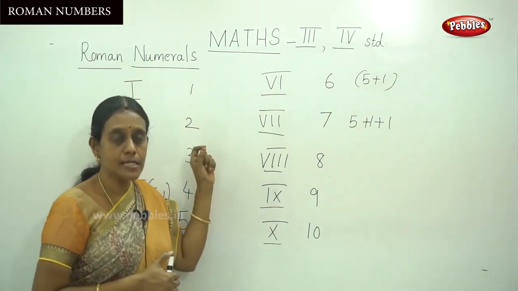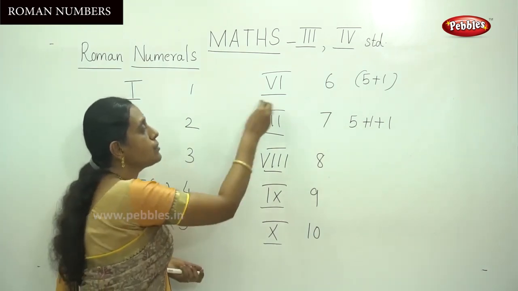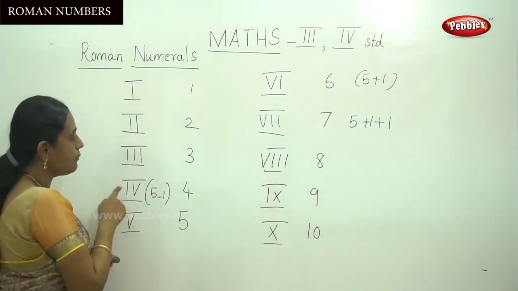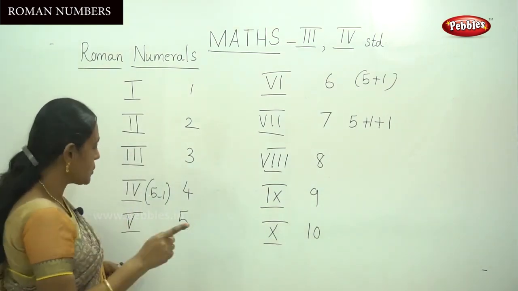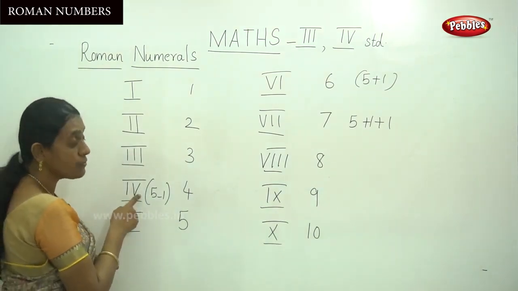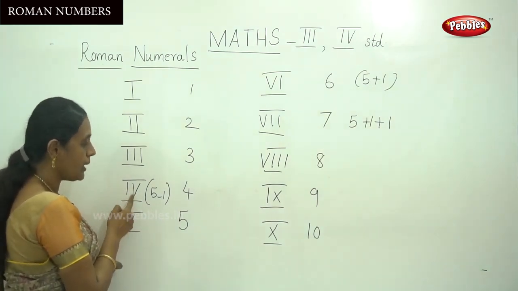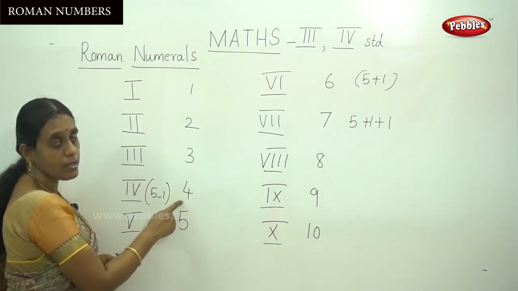Do you understand? So you can understand why we have to write like this. Basically, 1, 2, 3, and for 4 the same sign cannot be repeated, so write 1 and 5. You add the smaller numeral on the left, that is 5 minus 1, which gives 4.